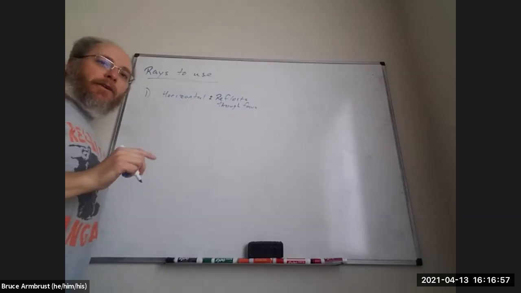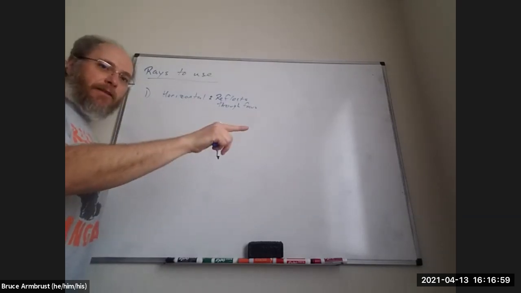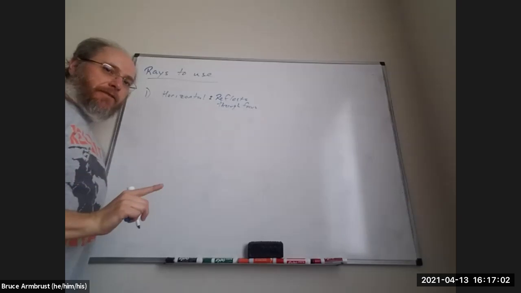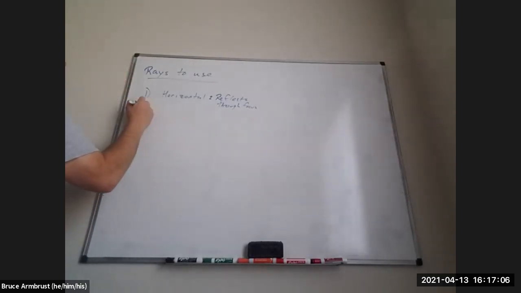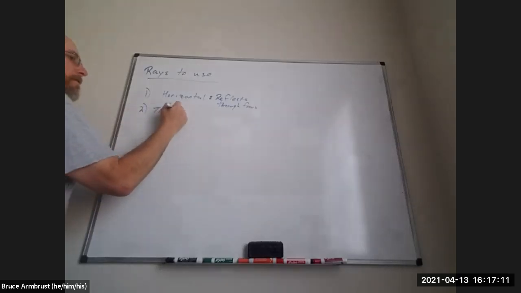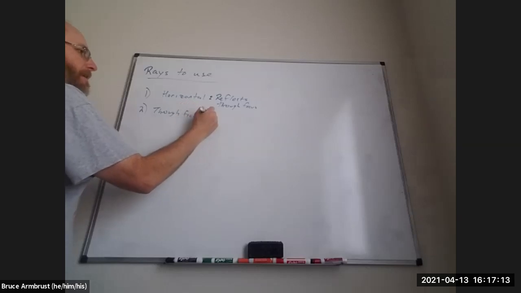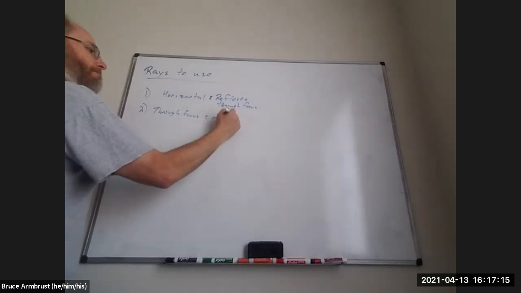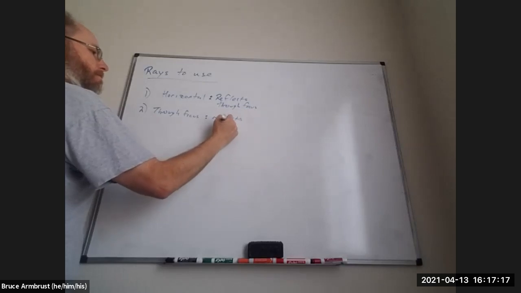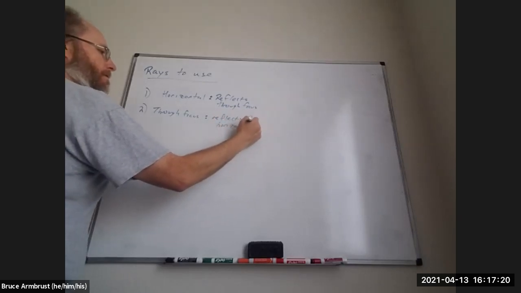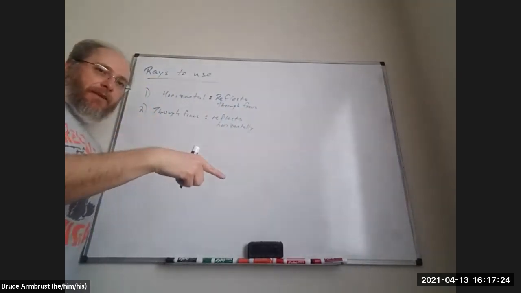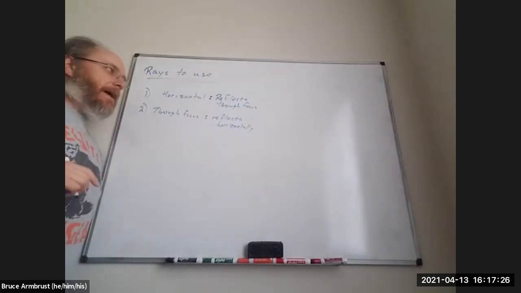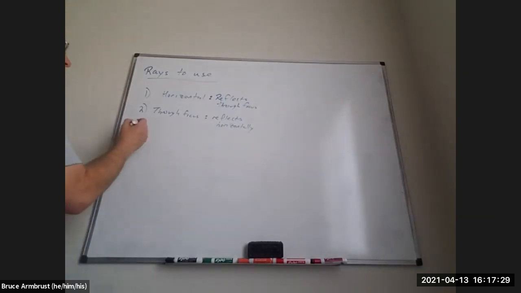Take the top of your image, run out horizontally, it hits the mirror and then reflects through the focus point. Similarly, you can use the one through the focus, because that one reflects horizontally. So you go down through the focus, and then when it hits the curve, it comes out flat.